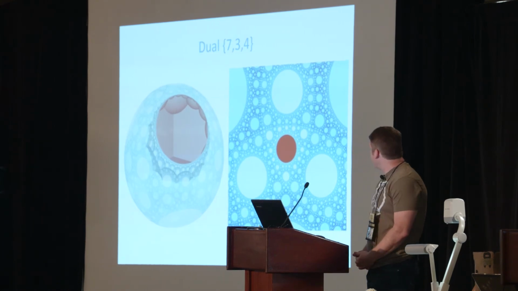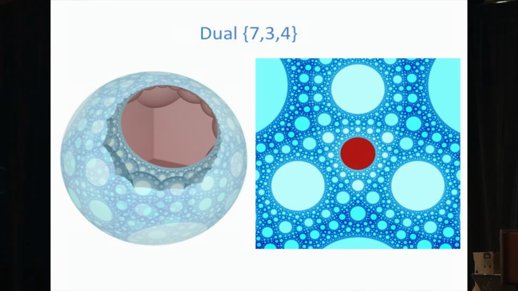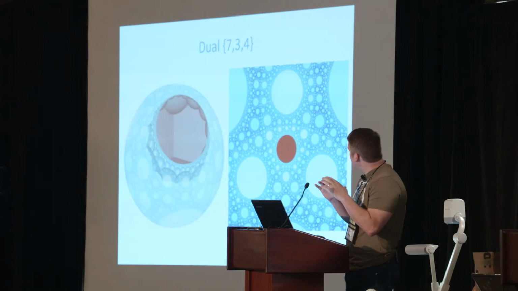This is what the dual looks like. You get a pattern that's very similar, but instead of the 3-7 tilings, you get these little discs on the boundary, and the cell in this case is a hyperbolic 7-3 tiling. It doesn't close up on an ideal point at the boundary. It ends up meeting the boundary in a disc.